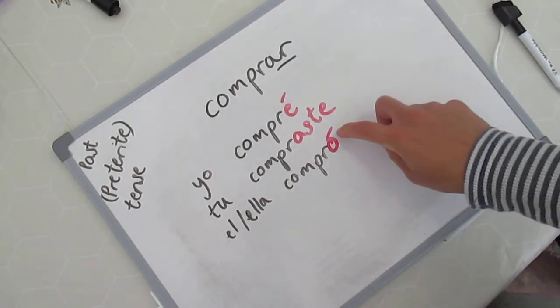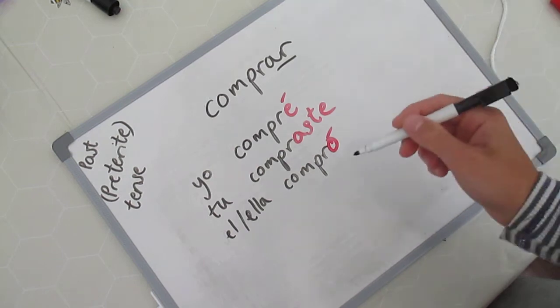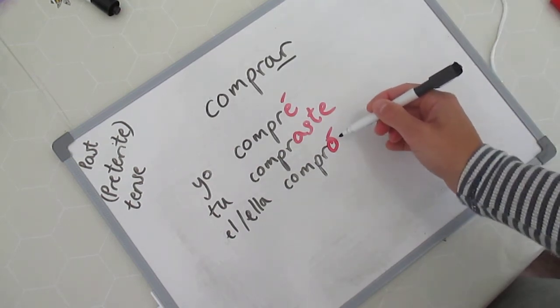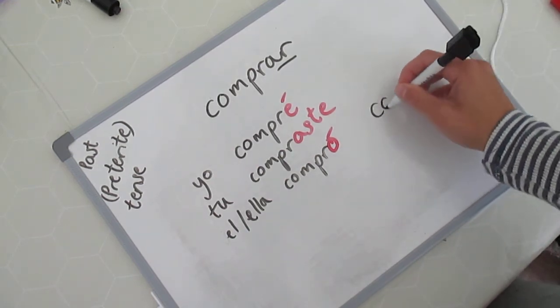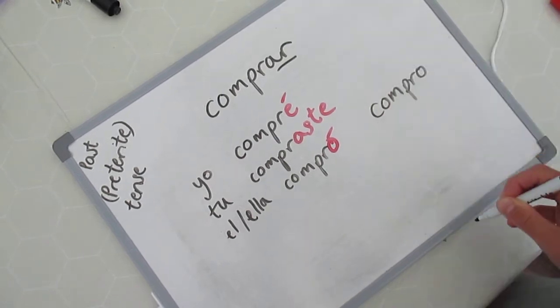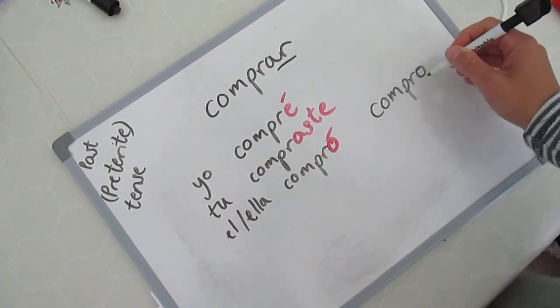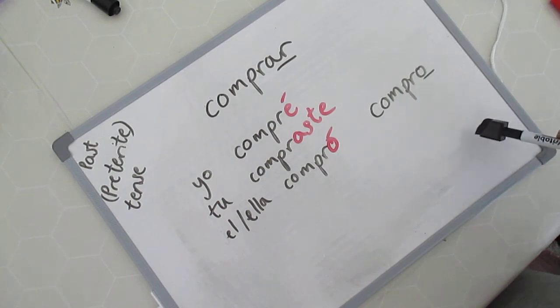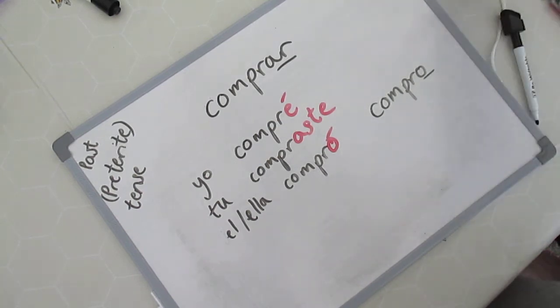Okay, it's really important we have that accent on the end, because if we don't have the accent on top of the O, then it says compro, which actually means I buy in the present tense. So we do need that accent there.